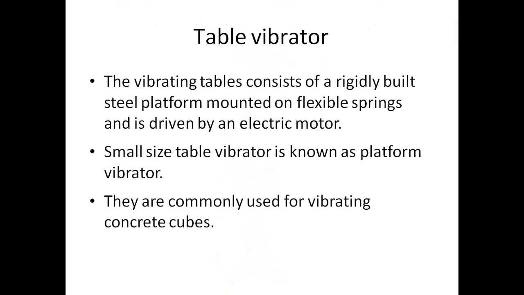Table vibrator. The vibrating table consists of a rigidly built steel platform mounted on flexible springs and is driven by an electric motor. Small size table vibrator is known as platform vibrator. They are commonly used for vibrating concrete cubes.